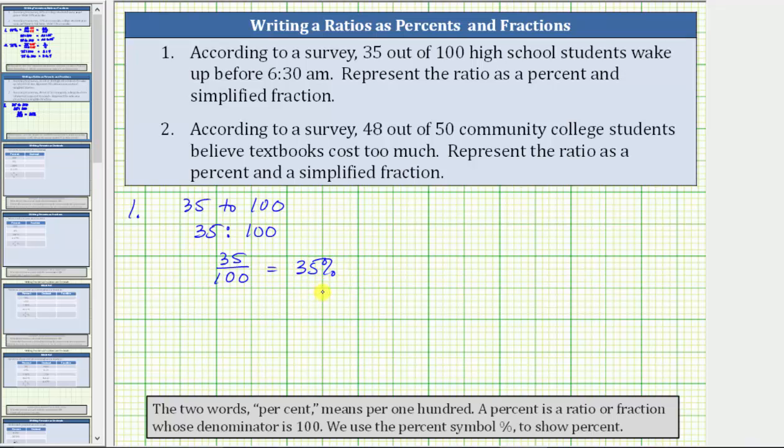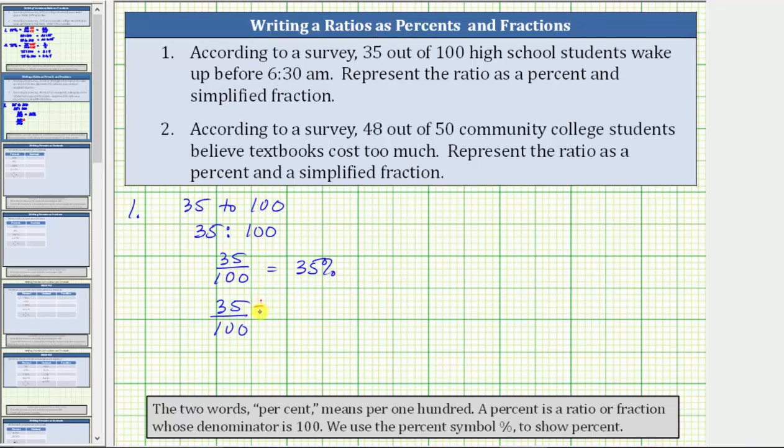And now we want the simplified fraction for the ratio of 35 to 100. So writing the ratio in fraction form again, we now need to simplify the fraction by simplifying out the greatest common factor other than 1 between 35 and 100. The greatest common factor between 35 and 100 is 5.